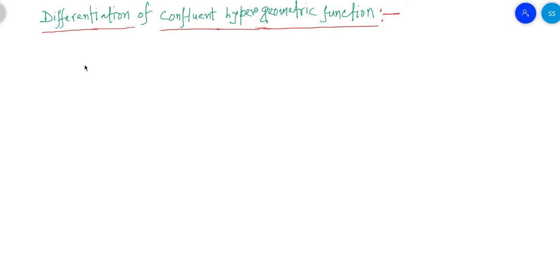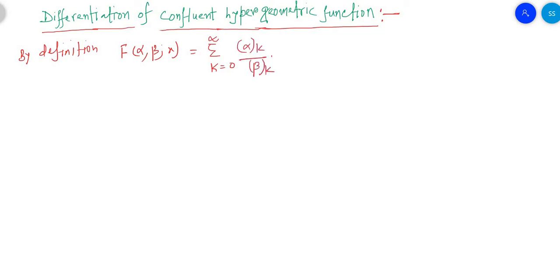In this presentation, we will see differentiation of confluent hypergeometric function. By definition, F(alpha; beta; x) is equal to summation k equals 0 to infinity (alpha)_k over (beta)_k into x to the power k over k factorial. This is our equation number 1.